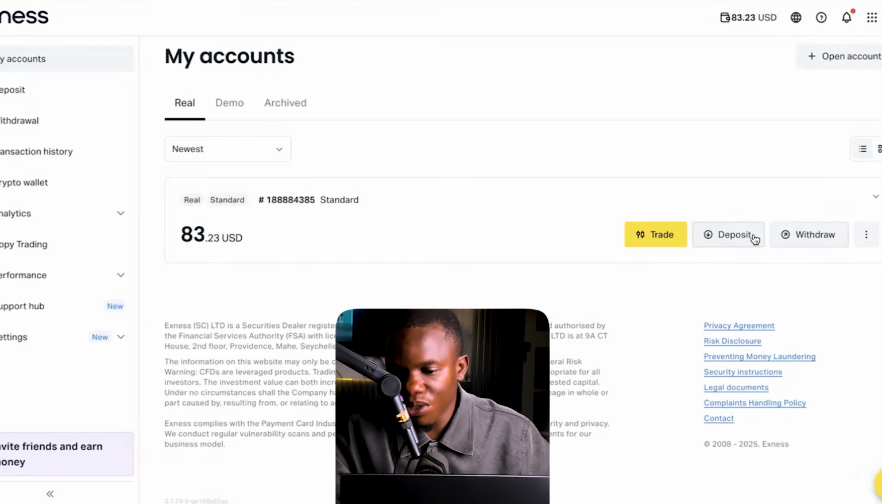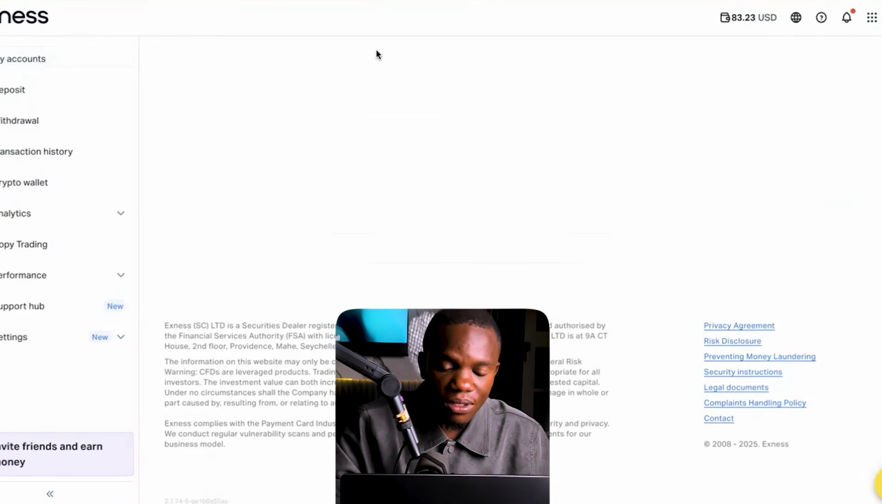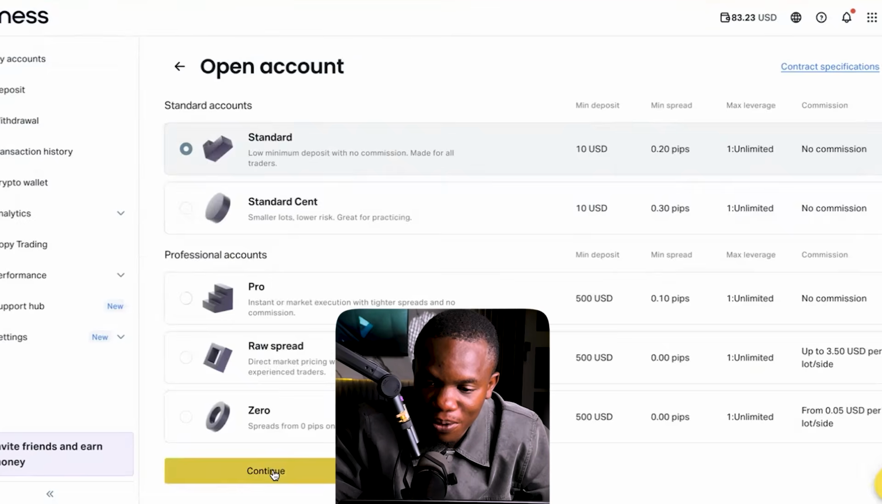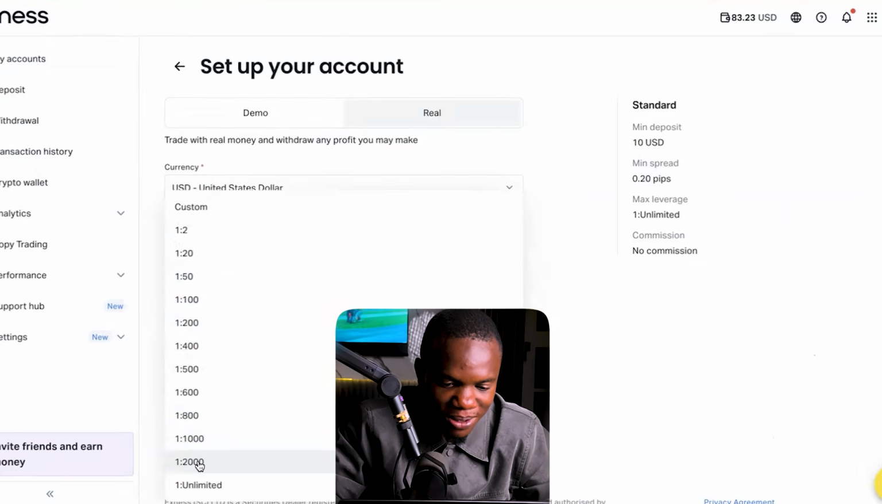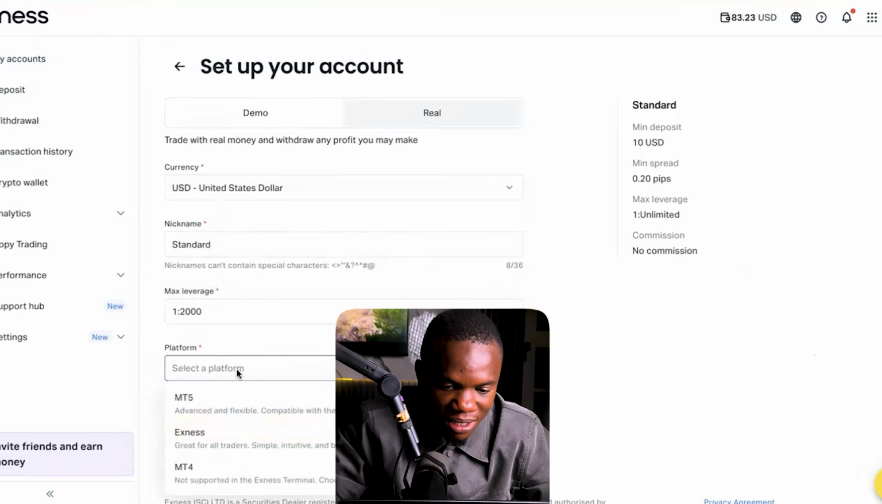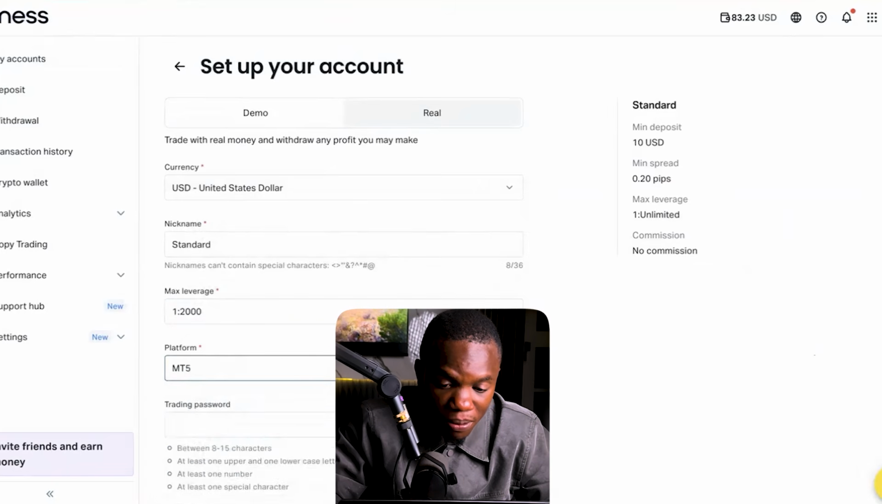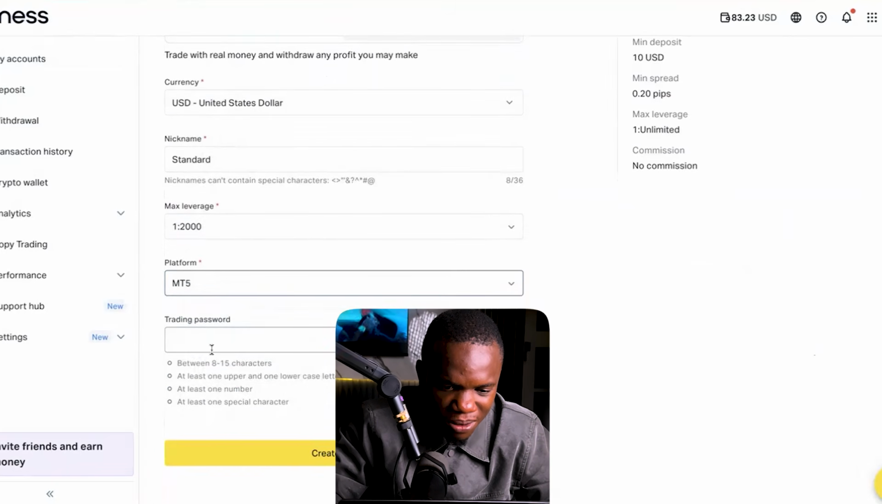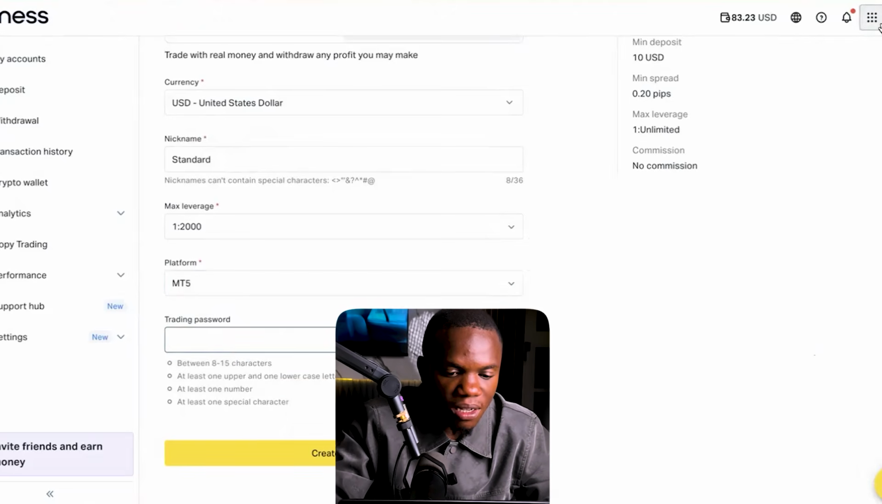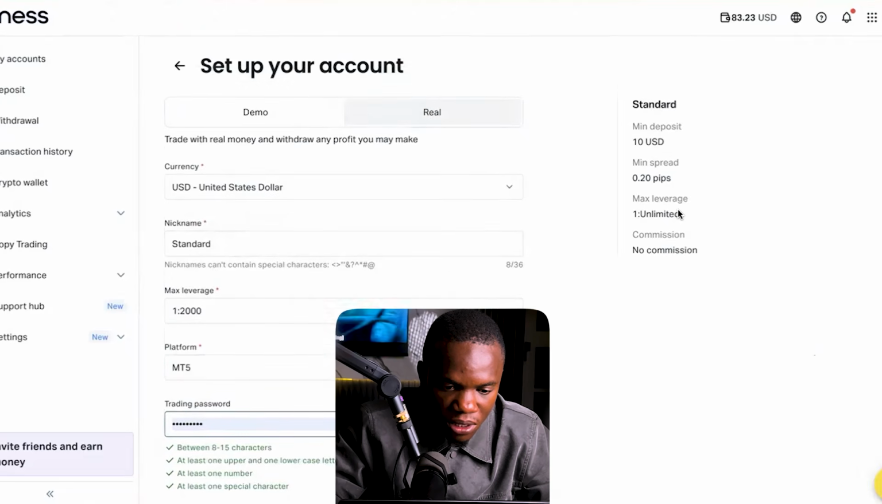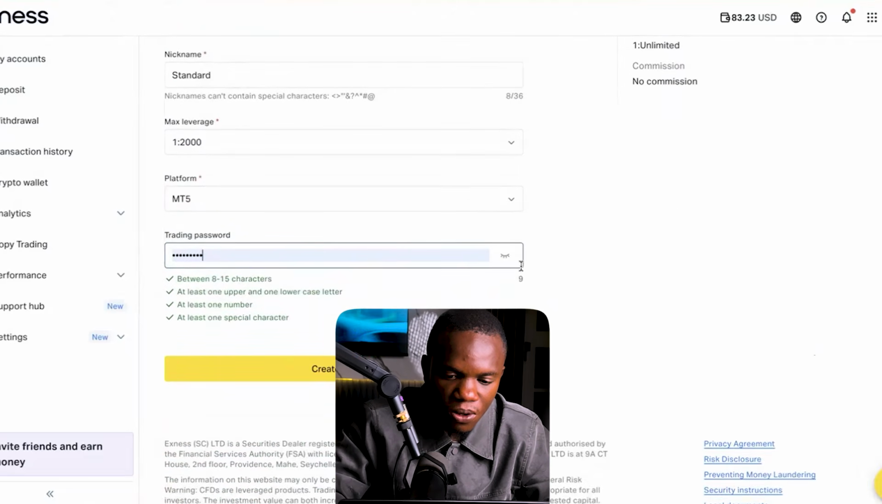So what I'm going to do now is click the open account. I'm going to make a standard account, and I'm still going to work with 1:2000, alright, because not everyone can work with that 1:1 unlimited. 1:1 unlimited means you probably have traded above, I think above one standard lot the first time. So if that is your first time, you cannot work with 1:1 unlimited. But now I put the password, because I usually use one password across all my accounts.